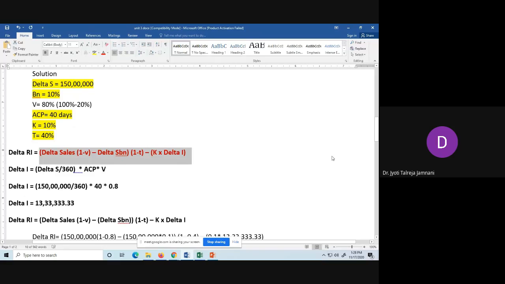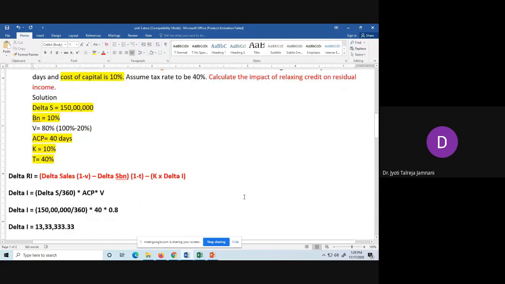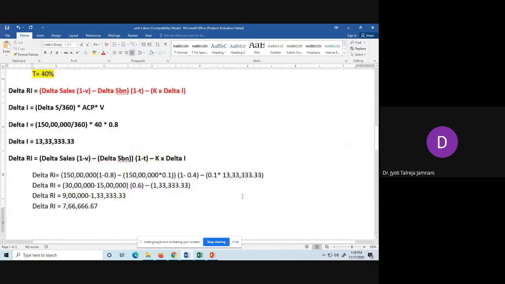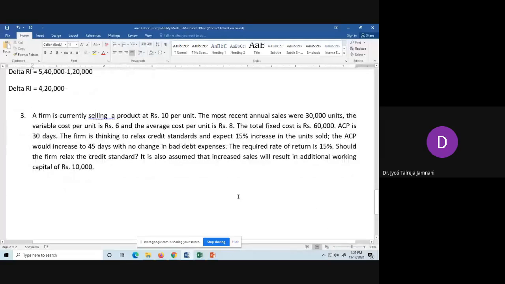So this was about credit standards using the formula method. Anybody having any doubts? Is that clear? Yes, ma'am. Okay. Now the third sum is the tabular method. So do you want me to start it now, or we'll do it in tomorrow's class?